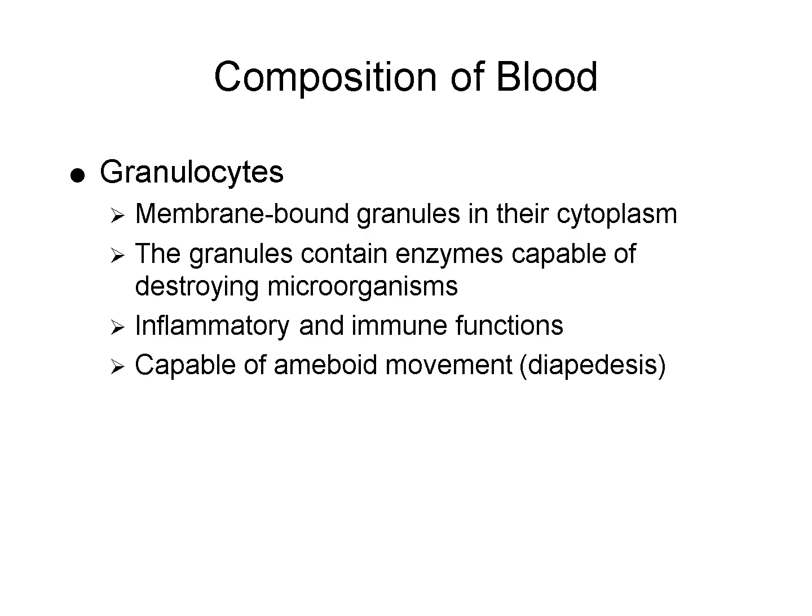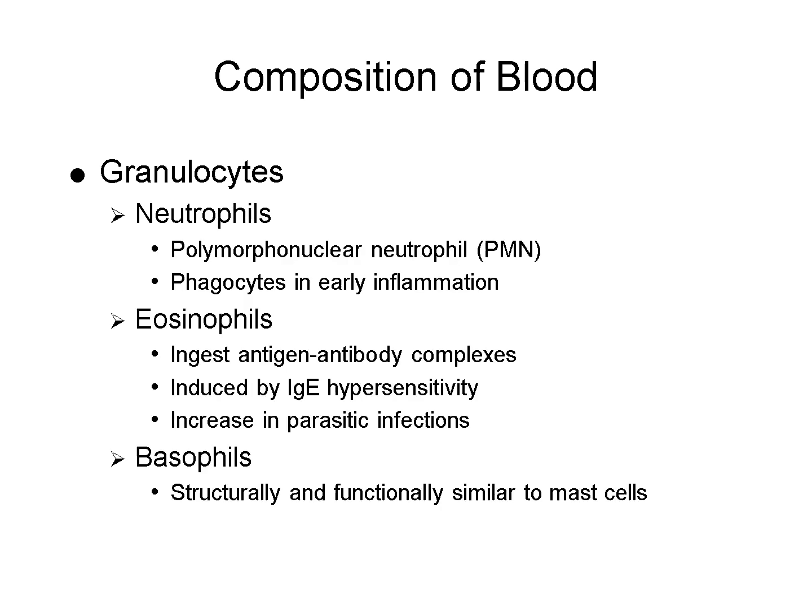Granulocytes are white blood cells that contain membrane-bound granules filled with enzymes capable of destroying microorganisms. These cells are involved in inflammatory and immune responses and are capable of amoeboid movement, allowing them to migrate through vessel walls into tissues, a process called diapedesis. The main types of granulocytes include neutrophils, eosinophils, and basophils.